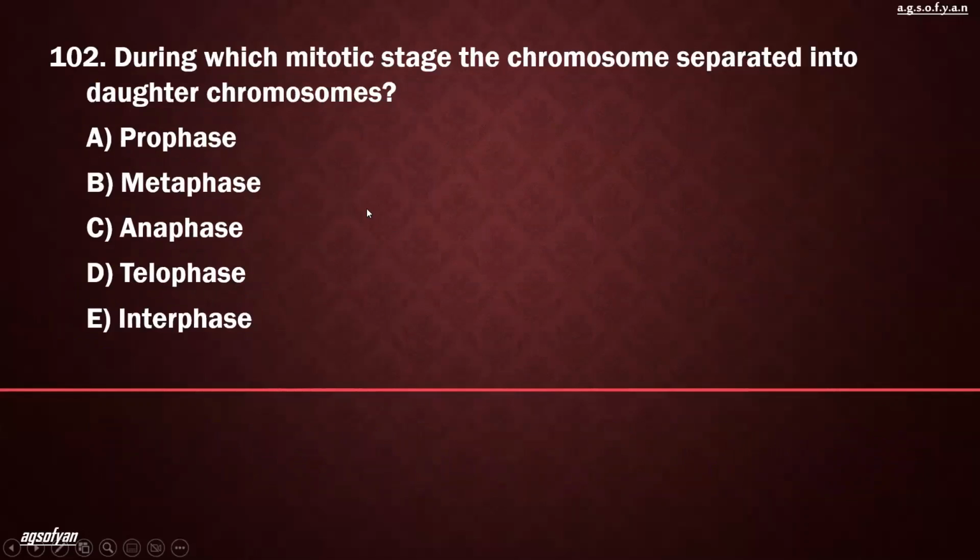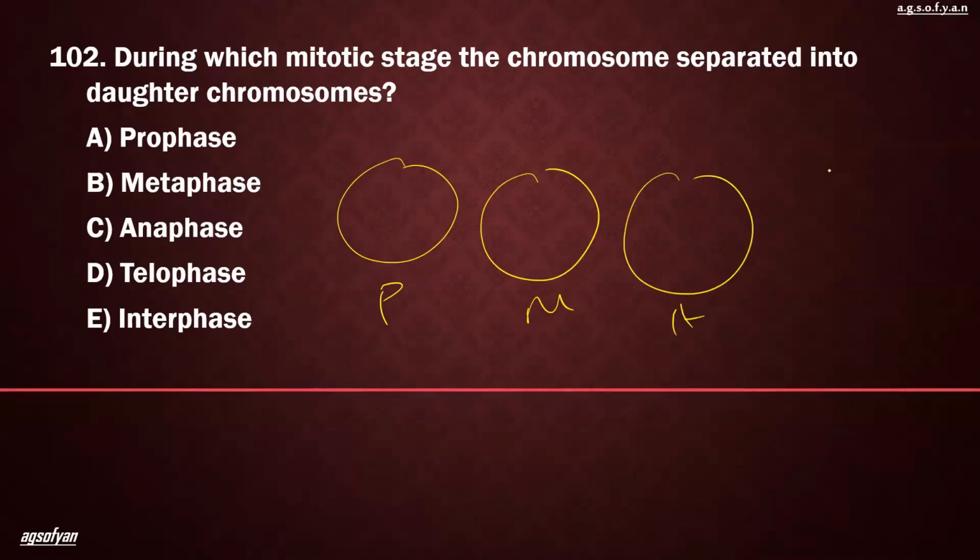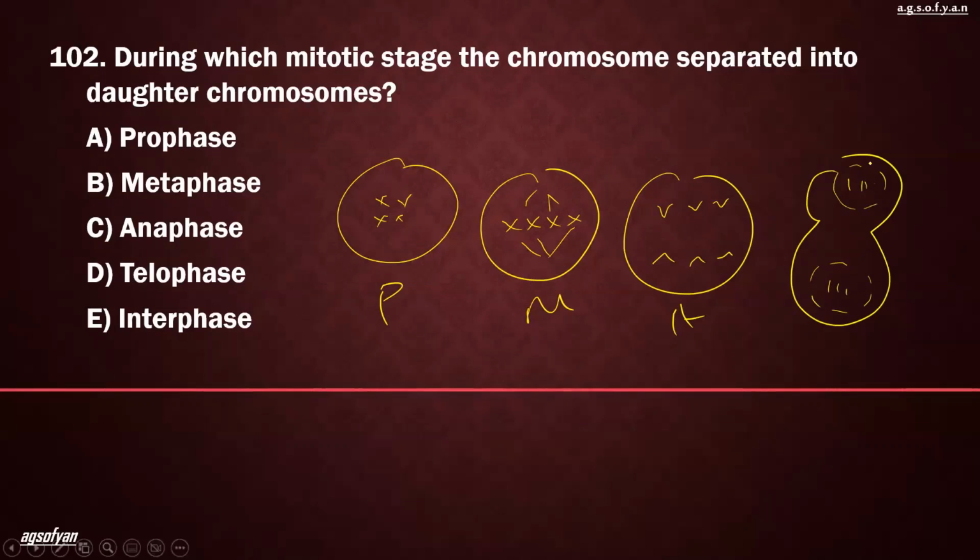During which mitotic stage do chromosomes separate into daughter chromosomes? This is prophase, metaphase, anaphase, telophase. Over here, the chromosomes are in the middle, nicely. Over here, the chromosomes separate, so the chromatids become chromosomes. And over here, the chromosomes will be on the poles. So when do the chromosomes actually separate? Anaphase. Yes, it's going to be A, anaphase.